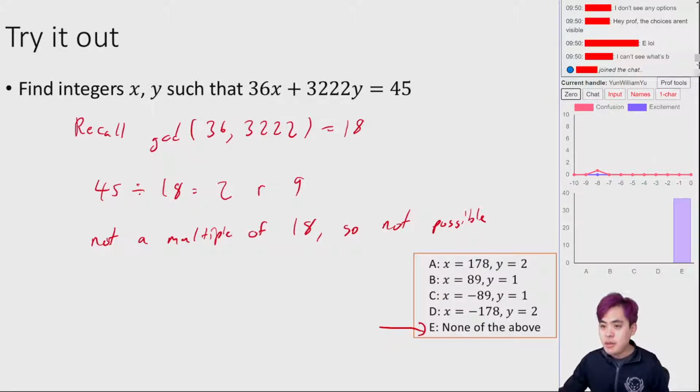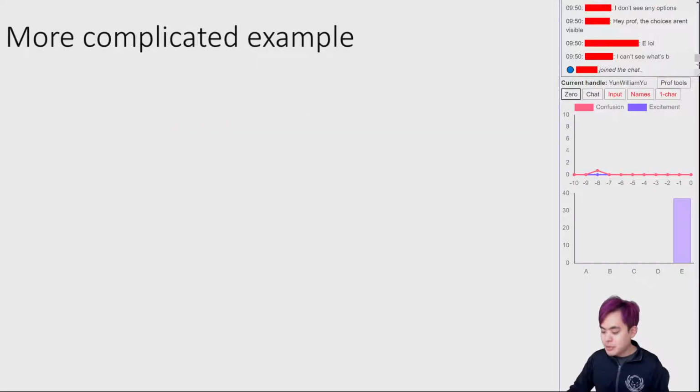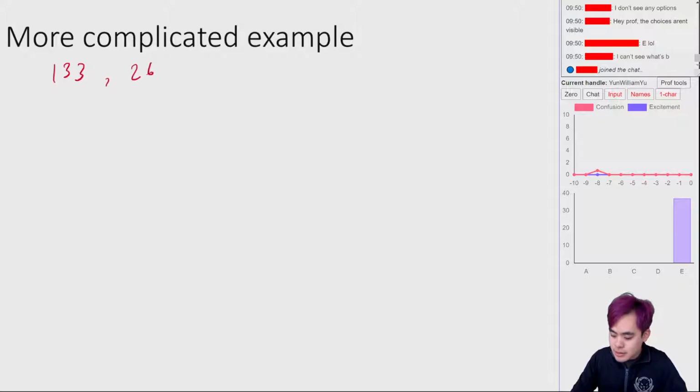Okay, in the final couple of minutes, I'm going to do a more complicated example, because you'll be seeing more complicated examples in your tutorial, as well as on the problem set and the practice quiz. So let's do 133 and 26. I'm going to walk through all the steps, and then we're going to finish here. I had two complicated examples, but I'll put the other one in the notes later.